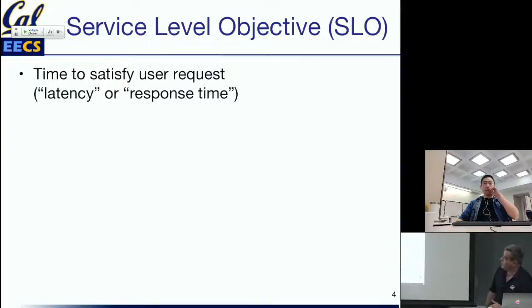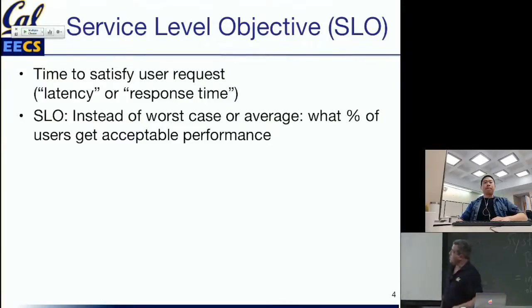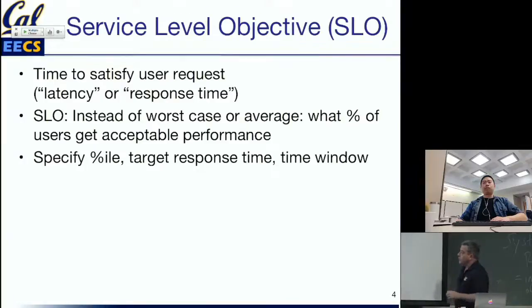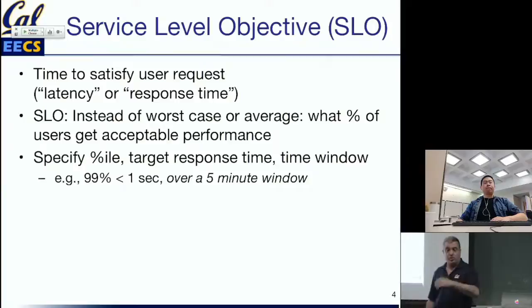If we think about the time to satisfy a single user request, we can call that the latency, the response time, whatever you want. The SLO asks the question, what percentage of users are seeing acceptable performance? And you get to define what acceptable means, although there are some pretty well-established thresholds. Typically, you set a percentile, you set a target response time, so that's your performance target, and you set a time window. So for example, you might say 99% of user requests take less than 1 second to return a response to the user over any given 5-minute window.